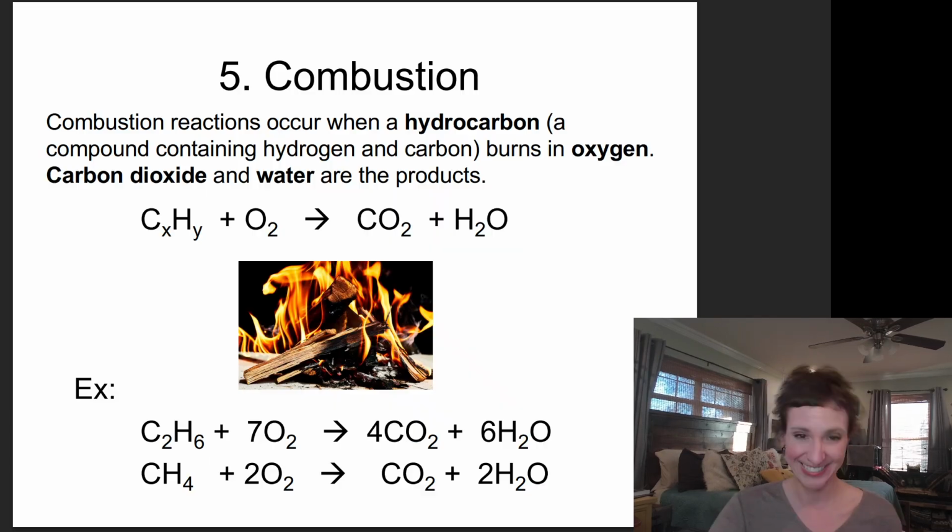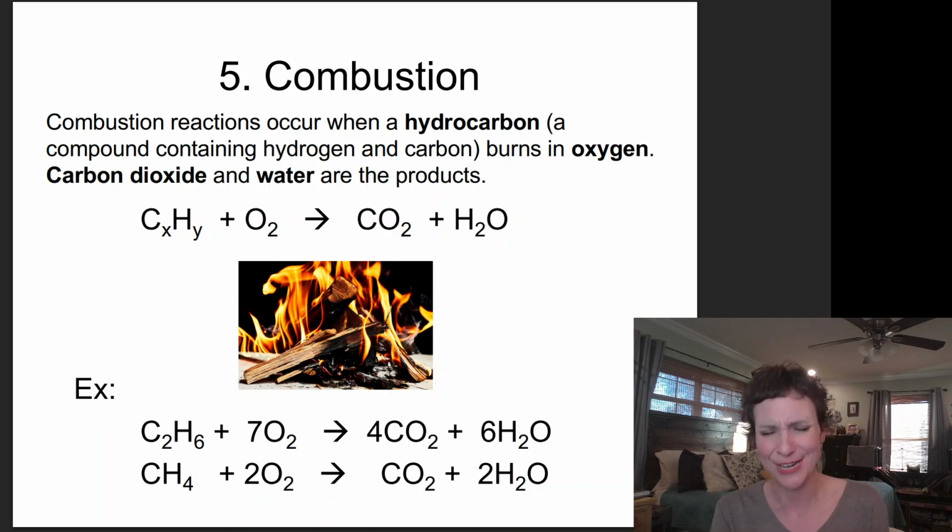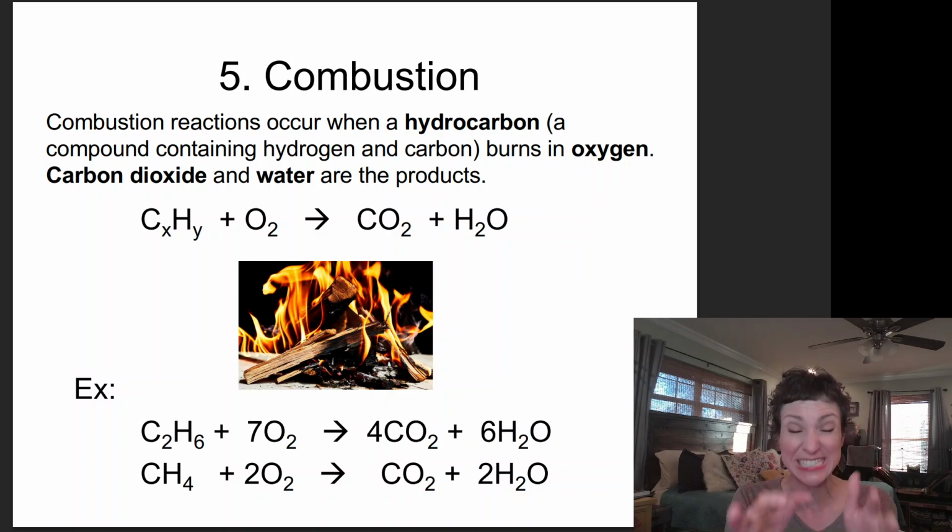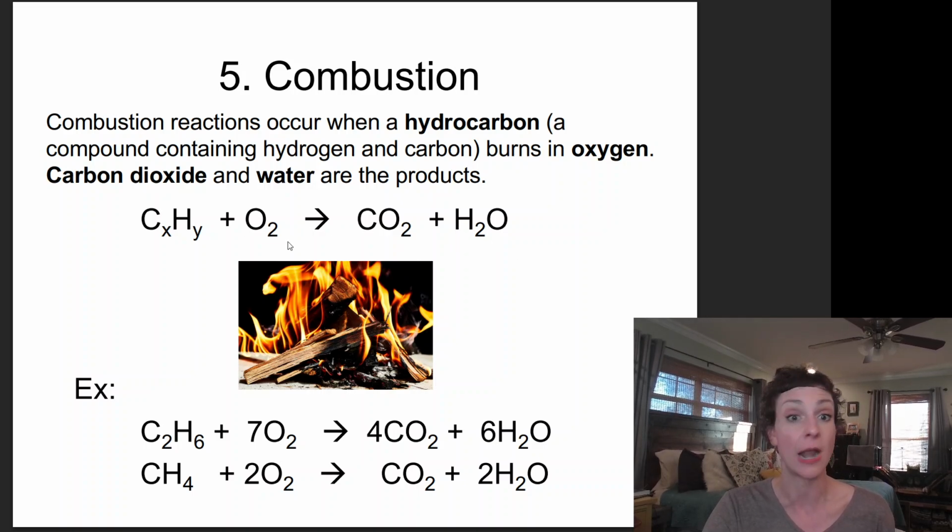How ionic. Our fifth and final type of reaction is a combustion reaction. Combustion reactions are not like couples switching places and breaking up and coming together. Combustion reactions are my one type of reaction where I'm looking for specific things on the reactant side and the product side. Combustion reactions occur when a hydrocarbon, which is any compound containing hydrogen and carbon, burns in oxygen. Carbon dioxide and water will be your product. So I'm not going to get a lot of variation from this: oxygen, carbon dioxide, and water. I must see those three things. The only differences between my combustion reactions is what that hydrocarbon looks like.